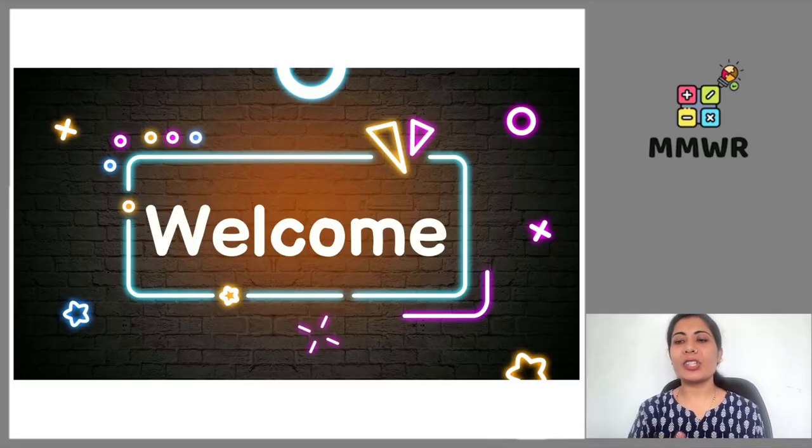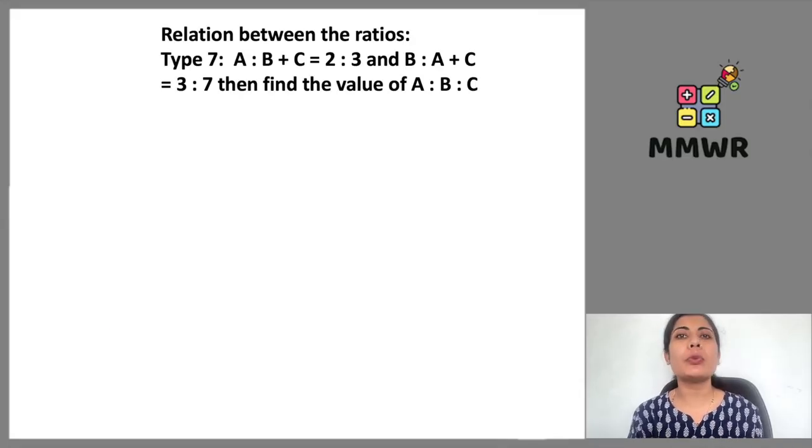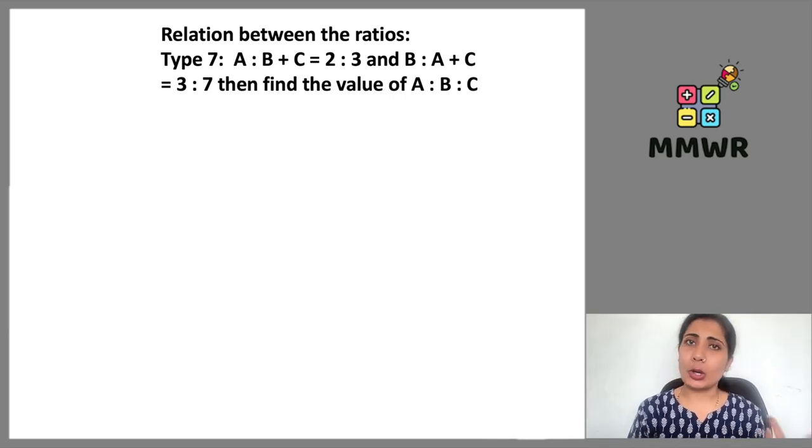Students, again I welcome you to the same topic, ratio and proportion, in which we will be learning a new type of problem, type 7. What is that? The ratio is indirectly given to us. It can be in the form of a sum or a difference. The relation is given to us among the values of the ratio and we have to simplify it. I'll be showing you both methods, the shortcut way and the longer way. How can we do that?